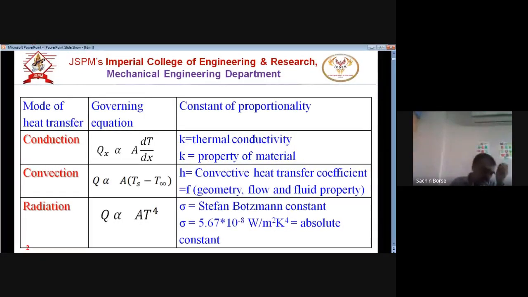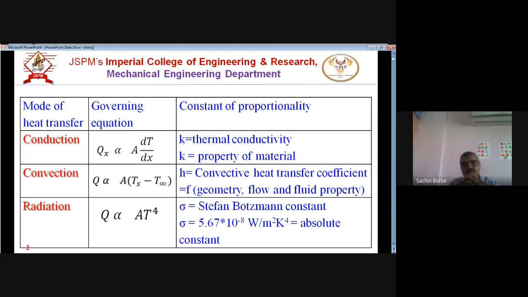Now, as I mentioned, when we go for finite difference, we should know how this particular equation came into existence. So what I decided today is to first derive the equation and then go for the finite difference method.